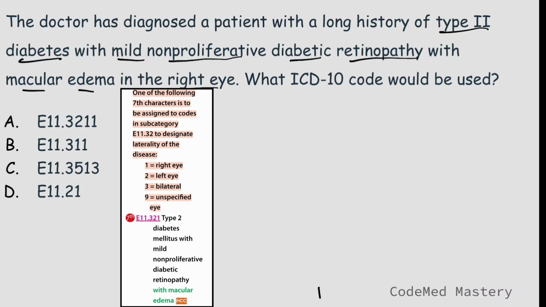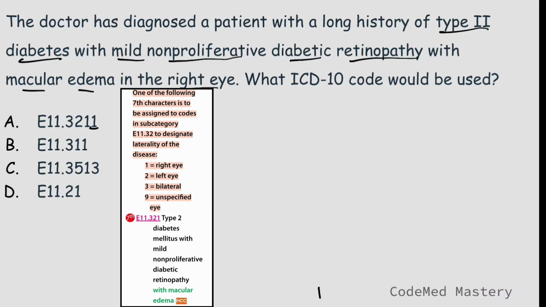E11.3211. That is for type 2 diabetes mellitus with mild non-proliferative diabetic retinopathy with macular edema. So the seventh character here is 1, that is for right eye. So option A is exactly matching with the question. So that is the right answer. We will also check other options.